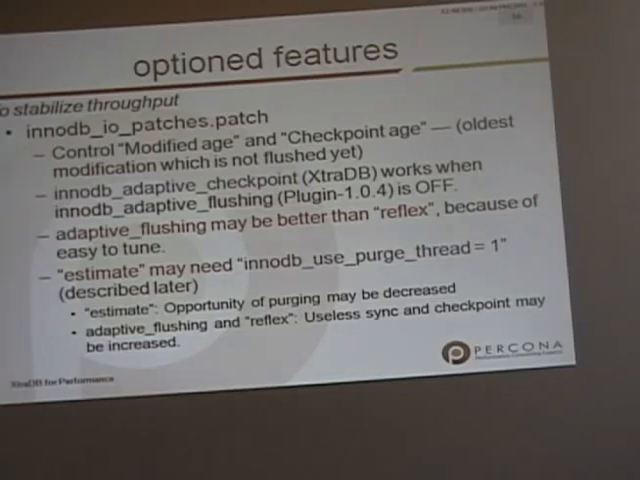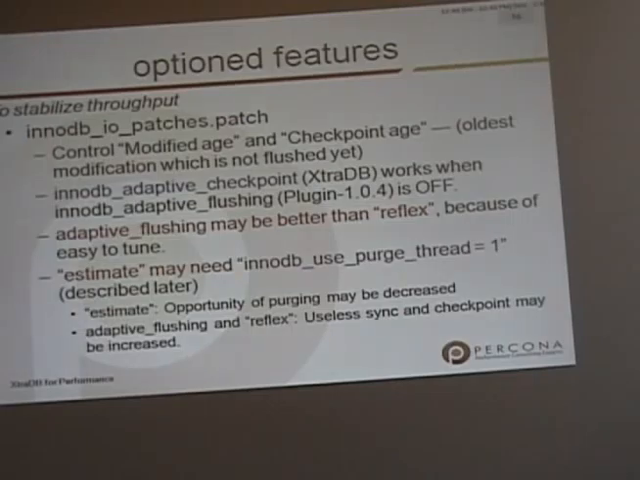To stabilize the tuned throughput, we should control the value, so buffer size or something. First, we should control the modified edges and checkpoint edges. This is the oldest modification which is not flushed yet.